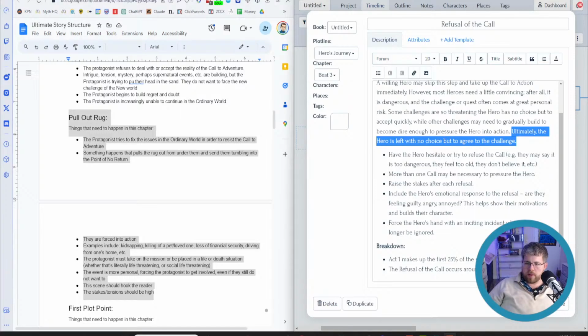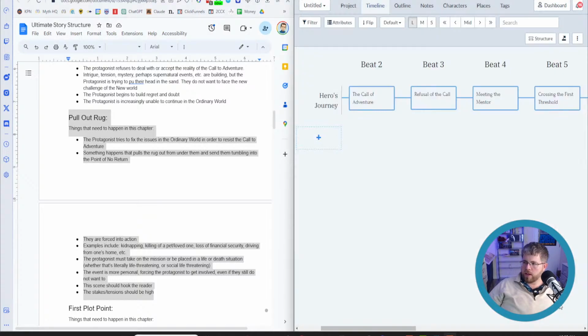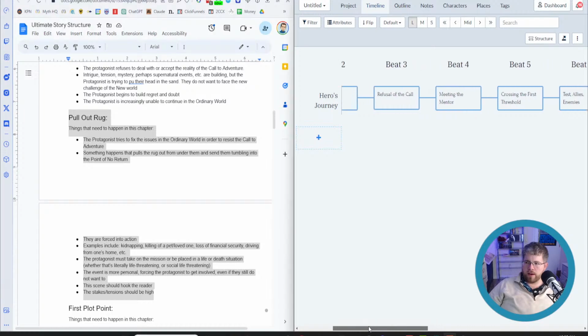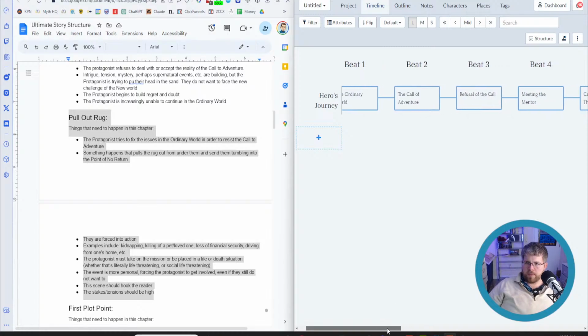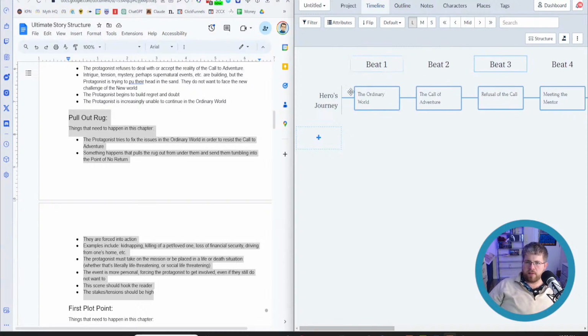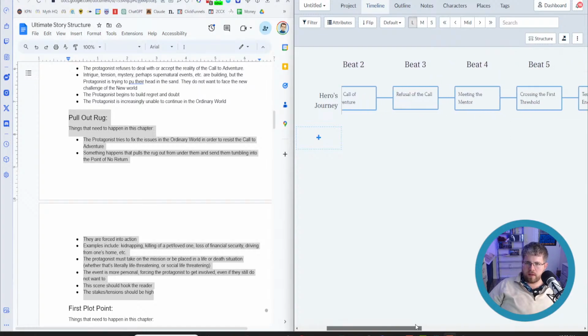Which, by the way, the 12-step hero's journey also makes for a great template for a novella. If you want a novella, just make each one of these steps a single chapter. Because if this is a novel, these are multiple chapters per step, right? But in a novella where you only have about 12 chapters, that can be a really good one. Okay, so that was Refusal of the Call.